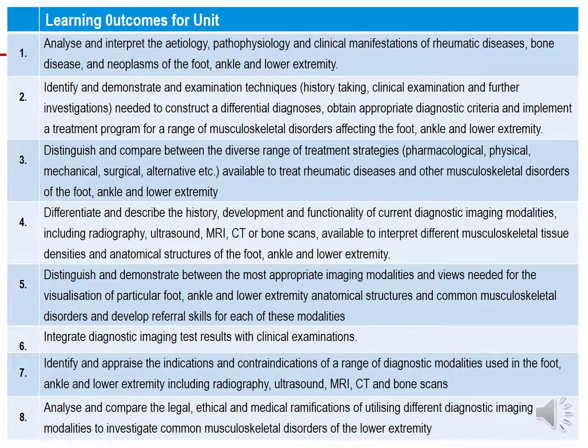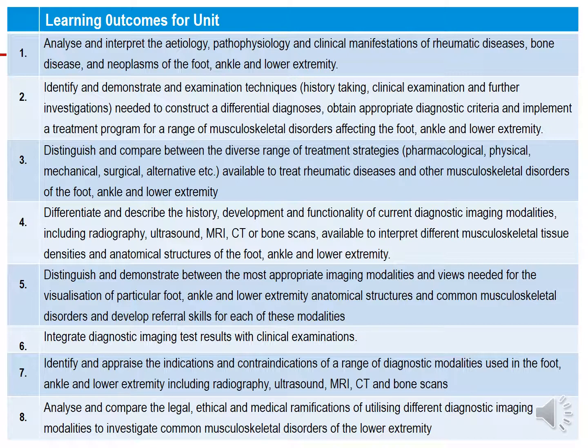These are your learning outcomes for the unit. It is important to have a look through these so that you have an understanding of what this unit will entail. So if we just go through these relatively quickly, but you can also go back and have a look at these in your own time. So the first learning outcome is to analyse, interpret the etiology, pathophysiology and clinical manifestations of rheumatic diseases, bone disease, neoplasms of the foot, ankle and lower extremity.